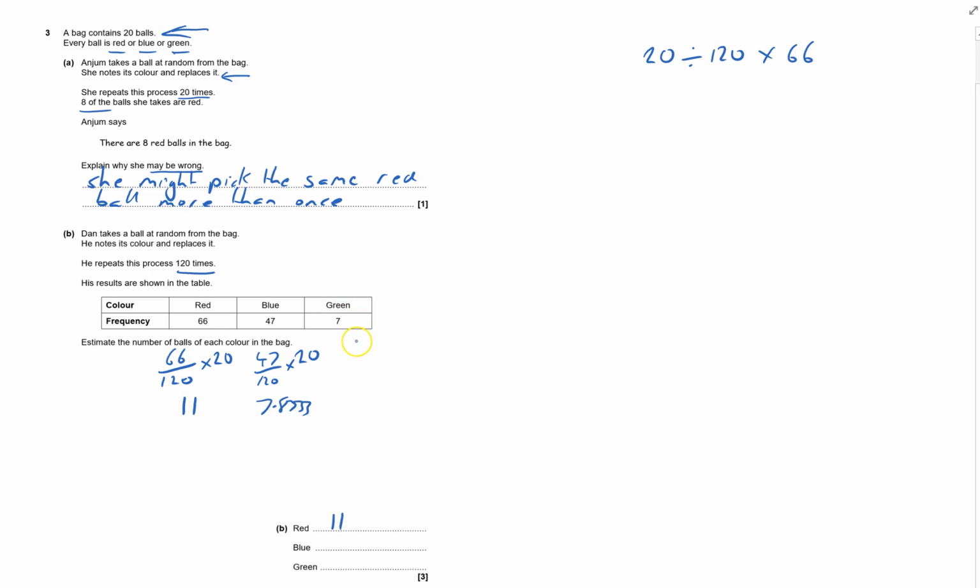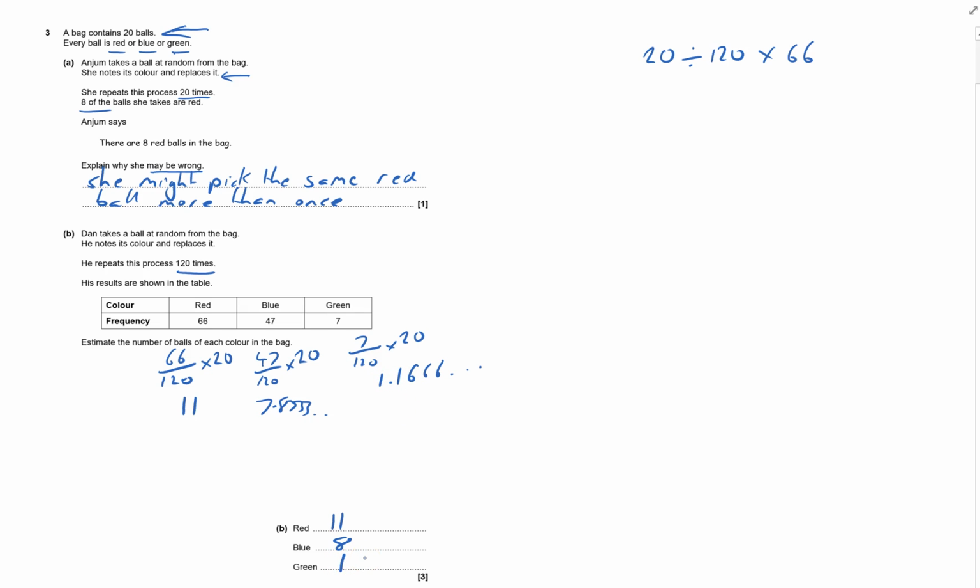And the green will be 7 out of 120 of the 20 balls, and that comes to 1.1666, etc. And so this one here, we're obviously going to round up, so not have 7.8, we'll have 8, and this one we'll round down to 1.